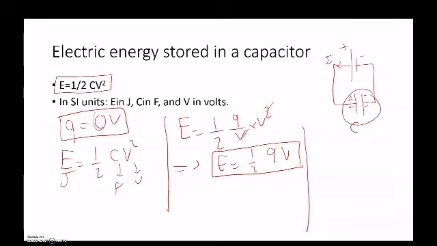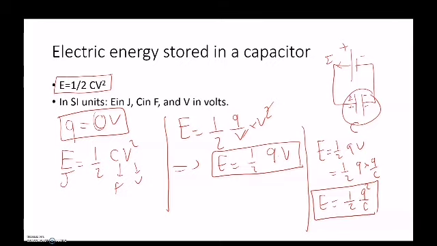I have to start from here. For example, E equals half QV, but instead of V I substitute Q over C, so it's half Q times Q over C. Accordingly, E equals half Q squared over C, and this is another equation we can use to determine the electric energy stored in the capacitor.